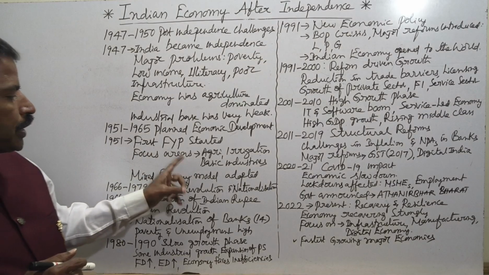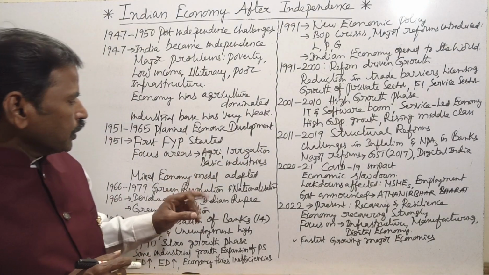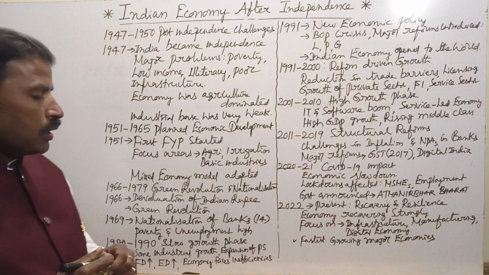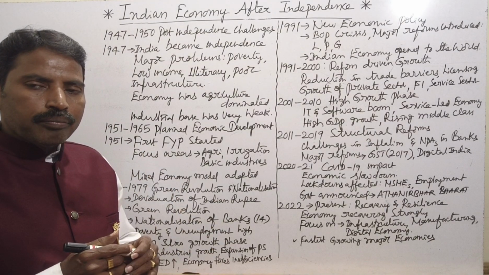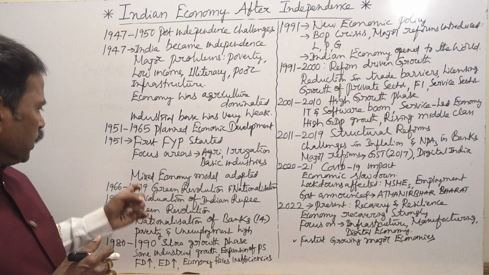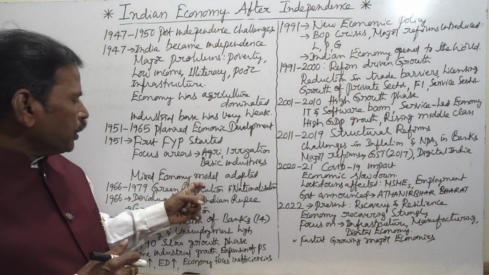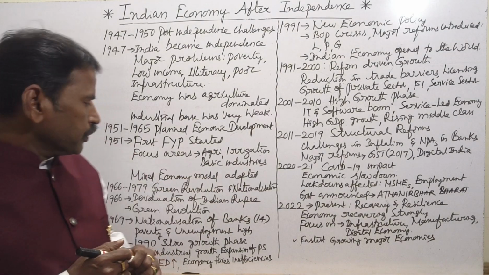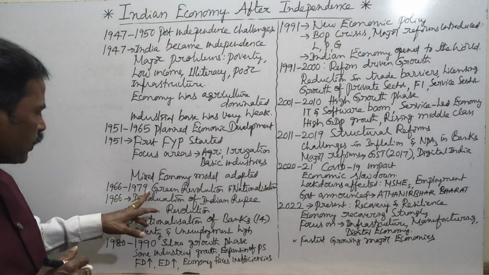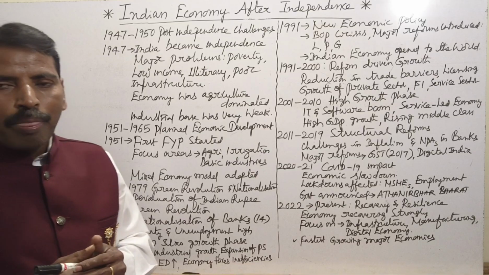The focus areas of the first five-year plan are agriculture, irrigation, and basic industries. At the same time, in 1948, the mixed economy system was already introduced. So in 1951, the mixed economy model was adopted. Next, 1966 to 1979, Green Revolution and nationalization.